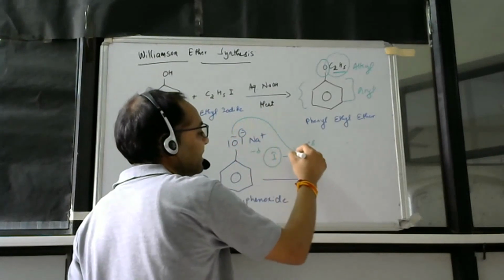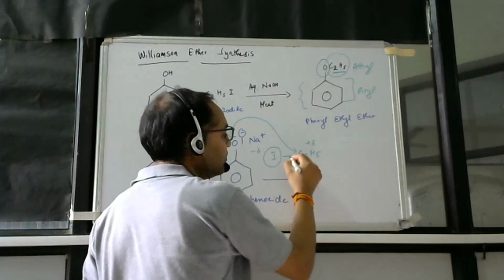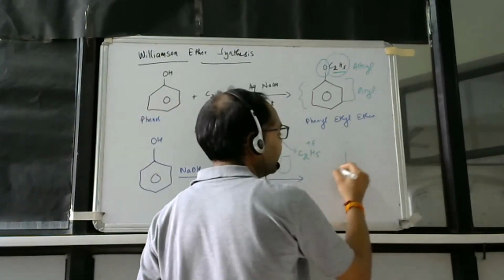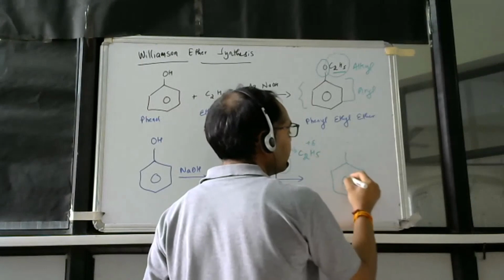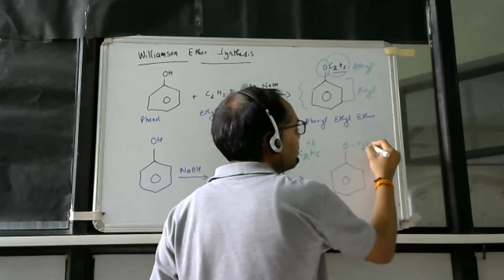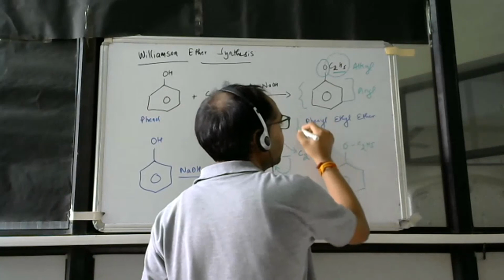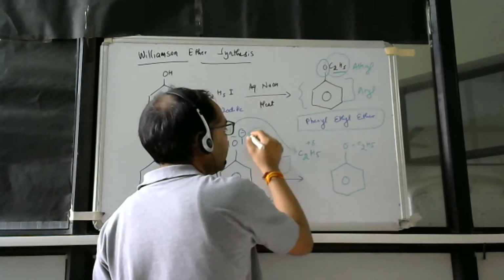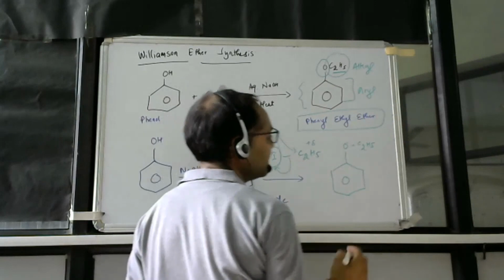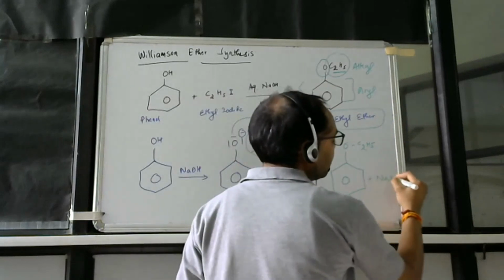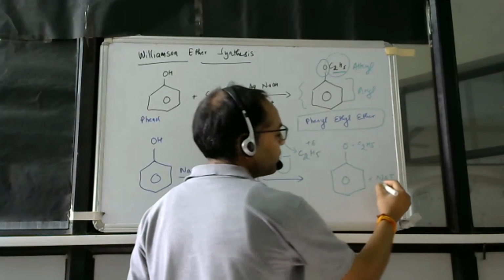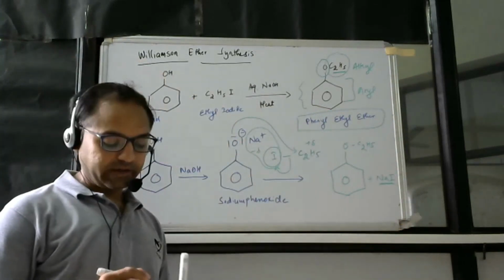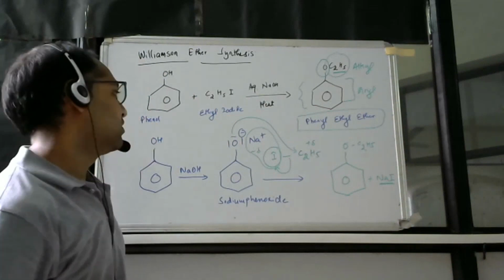So the lone pair attacks on the ethyl group and the electron is shifted on the iodine, and ultimately that gives a structure of OC2H5, that is nothing but phenyl ethyl ether, and the liberated iodide makes a bond with sodium plus, forming sodium iodide. This is a byproduct. So by this way phenyl ethyl ether is formed from the phenol.